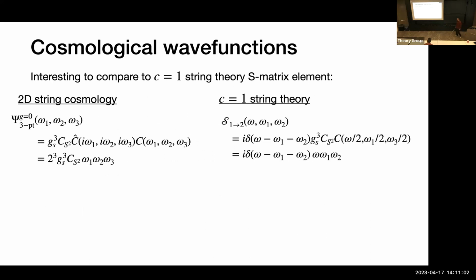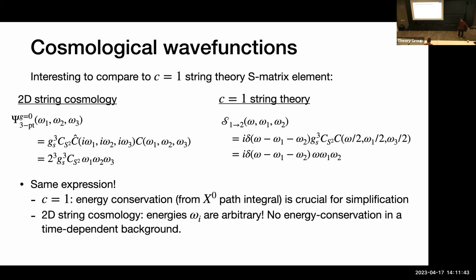Now it's nice to contrast this to the time-independent case. Again, I'll remind you what that looked like: the 1 to 2 scattering amplitude, which took the same form. But let me stress that in that case, energy conservation, the delta function here, was totally crucial for this DOZZ formula to reduce to this simple product. Now in this cosmological background, there's no energy conservation whatsoever, so omega 1, omega 2, omega 3 are completely arbitrary. There's no relation between them. But somehow, after multiplying by this DOZZ number 2, the result still reduces to something simple. I just wanted to stress that there's no energy conservation, yet it still simplifies.